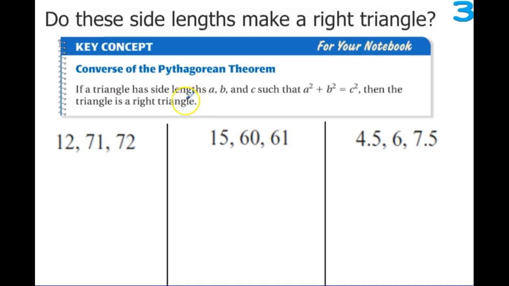Alright, so now we're going to do the converse. Instead of having one side missing, we're going to be given all 3 sides, and we need to see, do they form a right triangle? The Pythagorean theorem only works for right triangles, with one having a right angle.